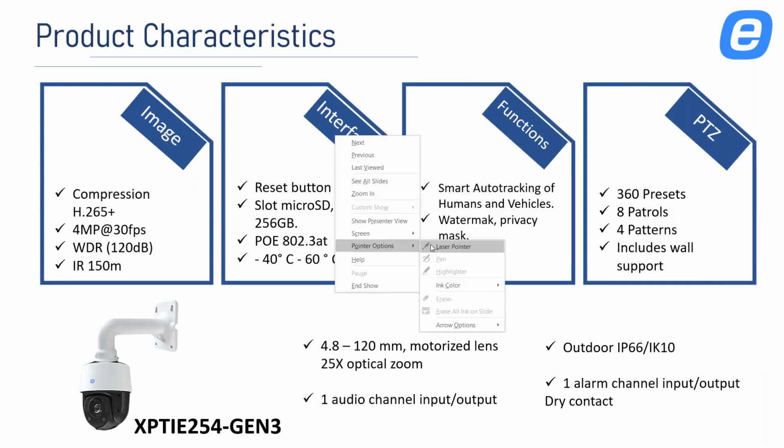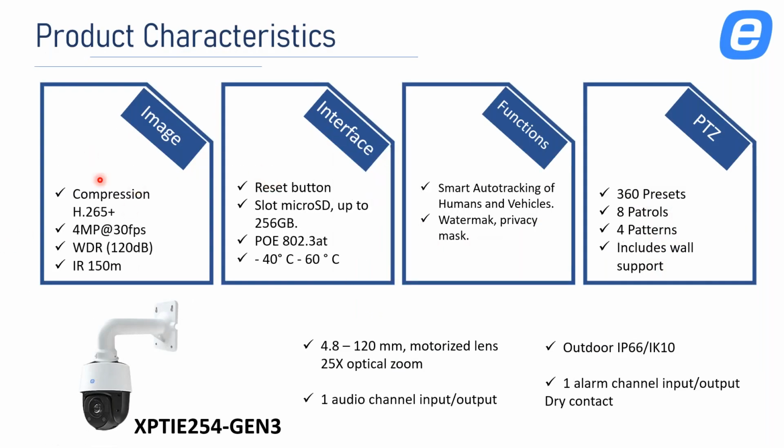These are the characteristics of the PTZ: a compression of H.265 plus, 4 megapixels, 30 frames, a WDR of 120, and an infrared of 150 meters. It has a reset button, a micro SD of up to 256 gigabytes, and PoE plus, so 802.3bt. The functions are smart tracking of humans and vehicles, watermark and privacy mask. It has 360 presets, 8 patrols, 4 patterns, and includes a wall support in the package itself.